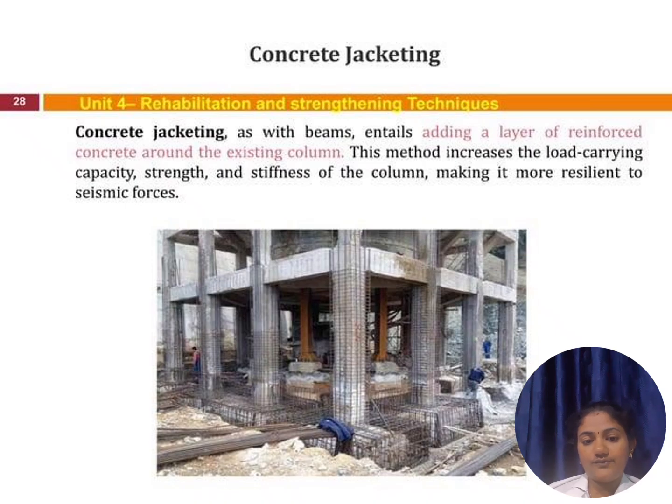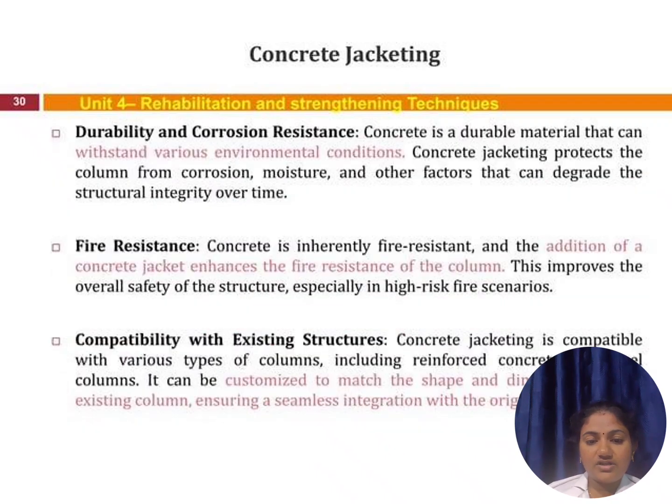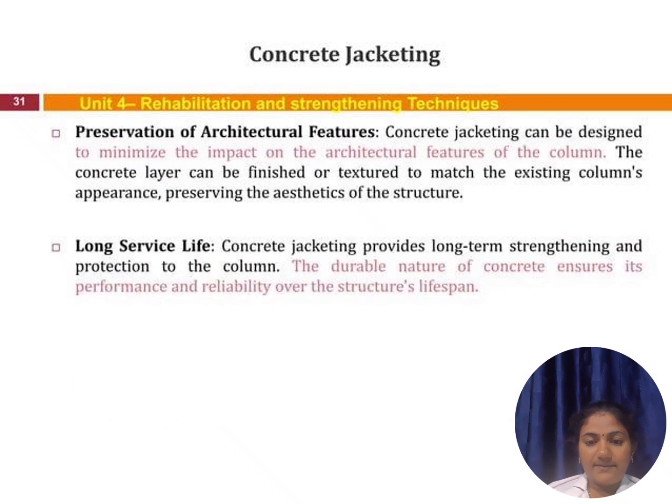By using these column retrofitting methods, we also have concrete jacketing, where a layer of reinforcement is added to the existing column, and concreting is done around the reinforcement to make the column stiffer. And advantages are, as usual, we can enhance the shear and bending strength, improved quality is achieved, concrete compression is also achieved, and it has fire resistance, and we are not disturbing the existing structure, and we are giving extra strength to the existing column.